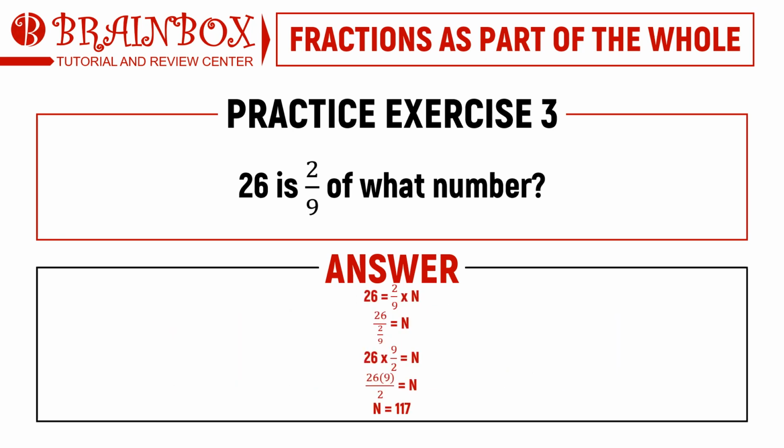Time is up. The correct answer is 117. The mathematical equation for this is 26 is equal to 2/9 times n. Again, we transpose 2/9 to the other side. Follow the rules on dividing fractions. We get 26 times 9 divided by 2 is equal to n. Thus, n is equal to 117.